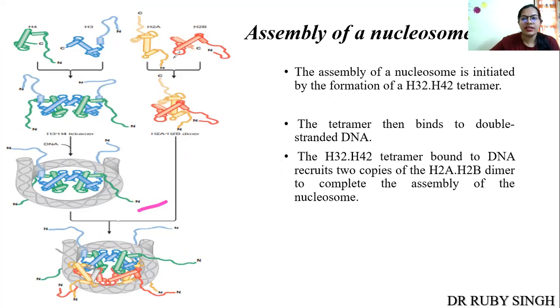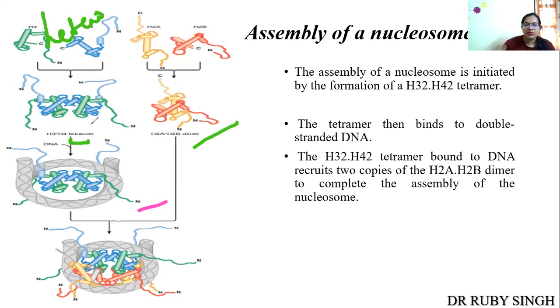Okay. So you can see over here, the first step, you can see the association over here first, the H3, H4, you can see it is forming the heterodimer, right? Then you have got H2A, H2B coming together and forming the dimer. But what happens is that first, your H3, H4 heterodimer will again bind with another heterodimer to form the tetramer. Okay, so that is the first thing.